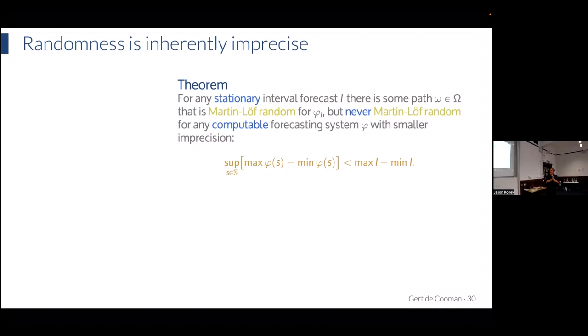Take any stationary interval forecast I. For any such interval forecast, there is always at least one path. This is what we proved. There's always at least one path that is random for that stationary interval forecast, for that imprecise model, but not random for anything that is computable and more precise. So take any interval, and there are paths that are random for that interval, but not for anything that is more precise.